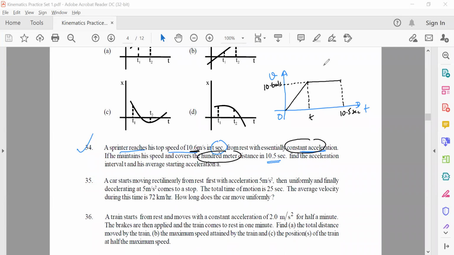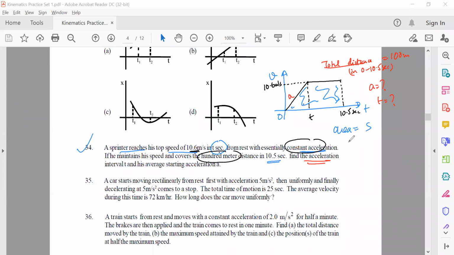So now we know that the total distance in 0 to 10.5 seconds is 100 meters. From this we have to find the acceleration, this part, and we have to find the time t. So what is the easiest method? Use the graph: the total area should be equal to the total displacement.